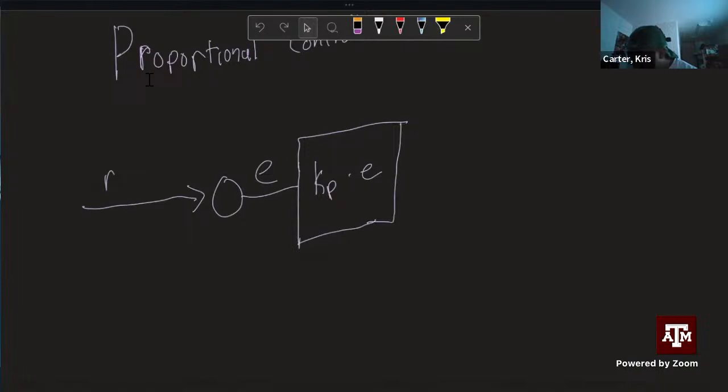Wait, hold up. No, that's not it. No, it's not the proportion times the error. Hold up. Oh no, it is. It is. Then that has an input to the control system U.